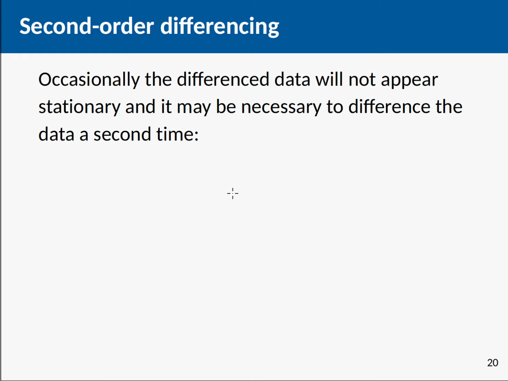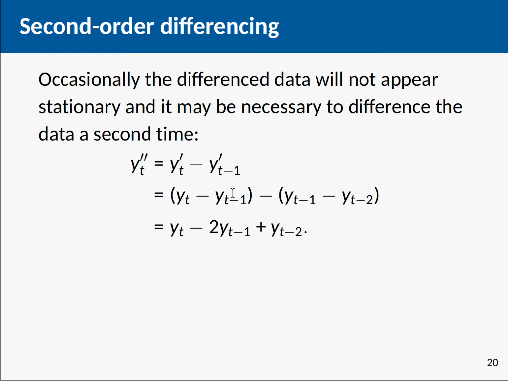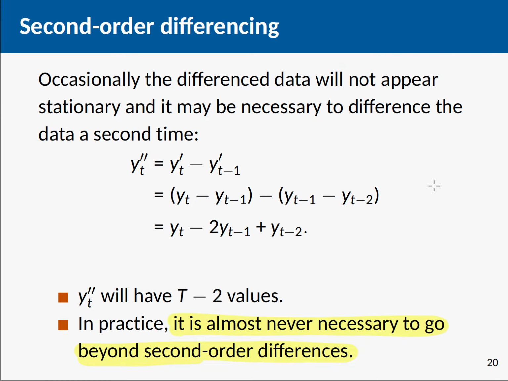So where is this used? This is usually done with exchange rate data or some other type of financial data, where second order differencing is you take the change in yt and then you subtract off the change in yt minus 1. If you open it up, this is yt minus yt minus 1, then you're subtracting off the change in yt minus 1, which is yt minus 1 minus yt minus 2. You solve for this and you get yt minus 2 yt minus 1 plus yt minus 2. So this is just simple algebra.